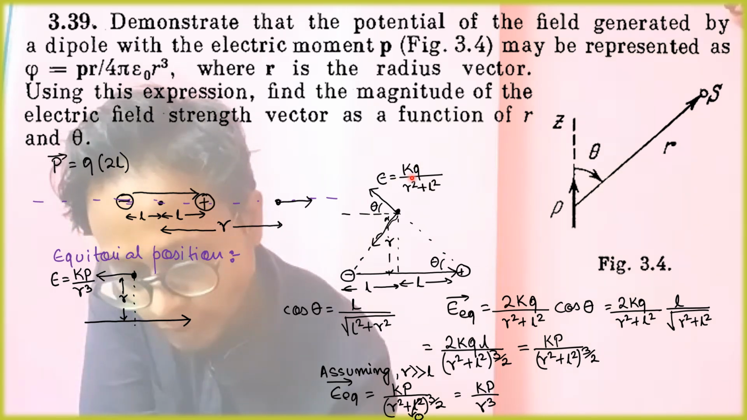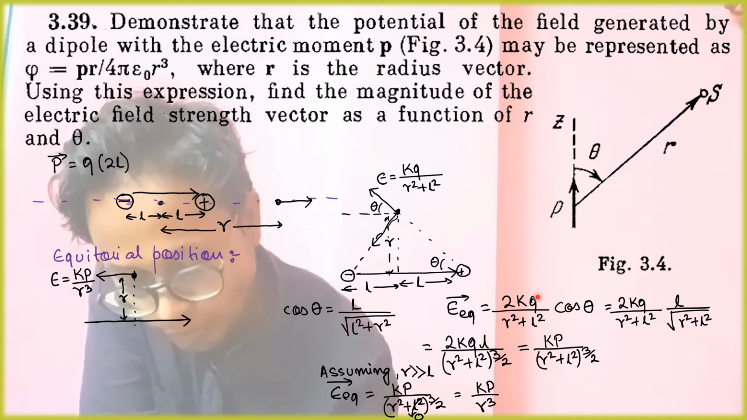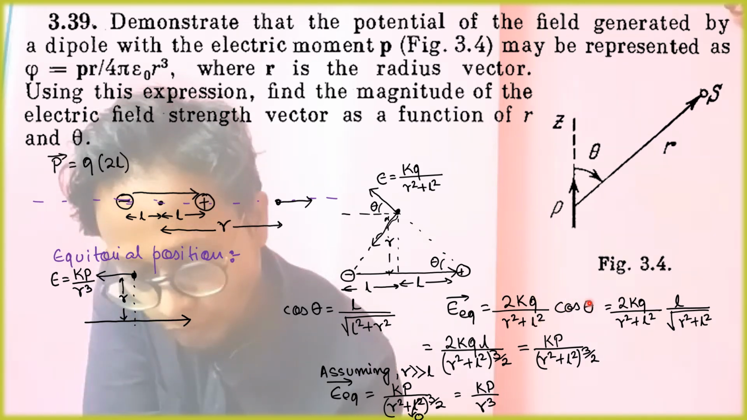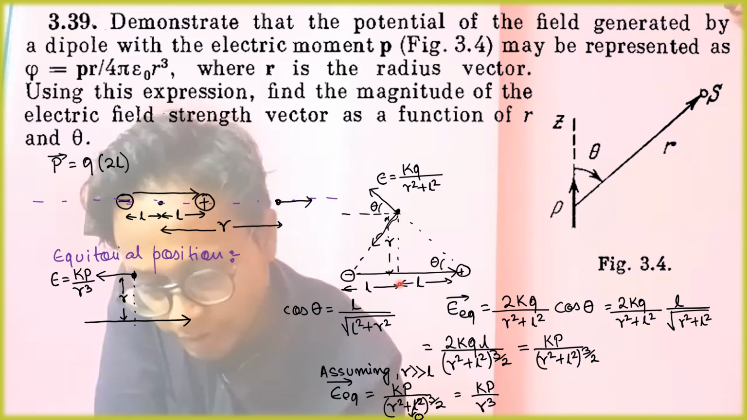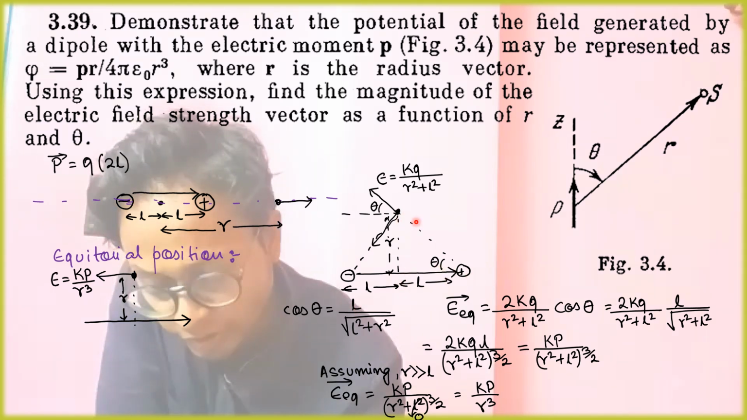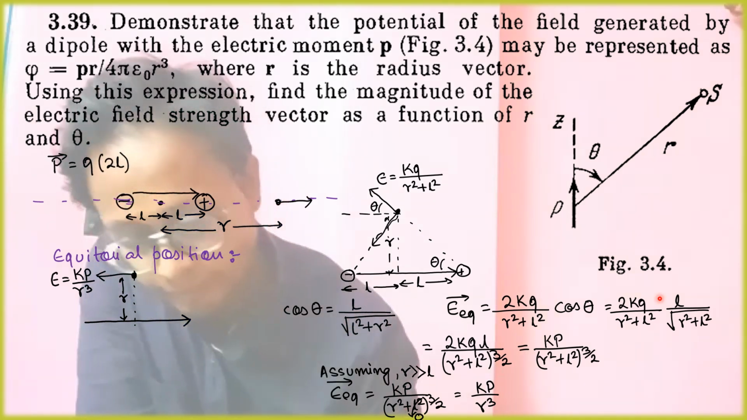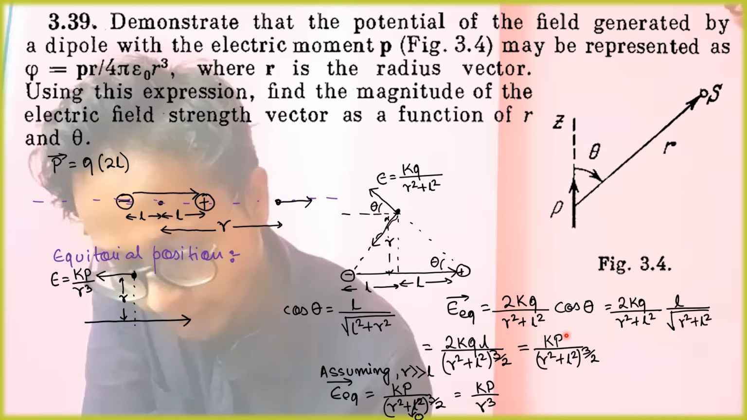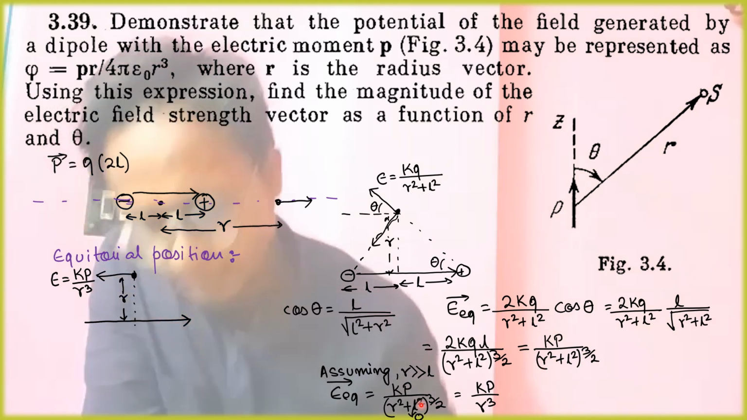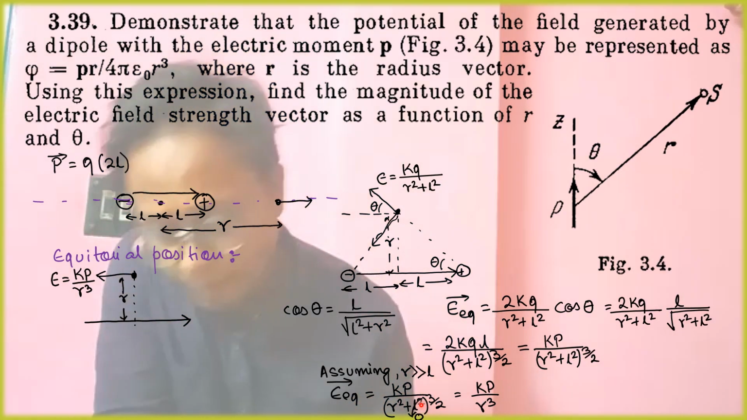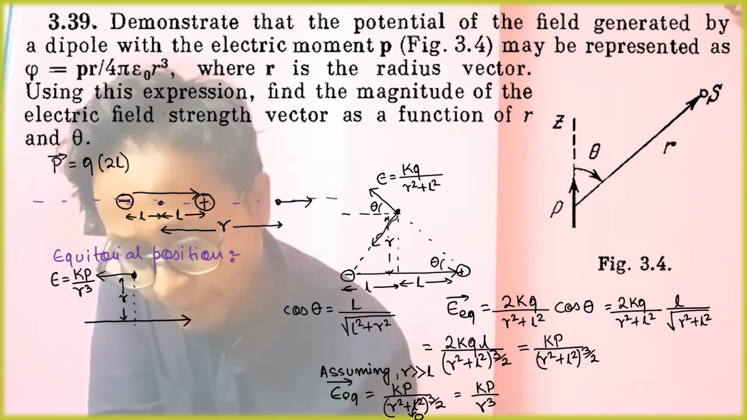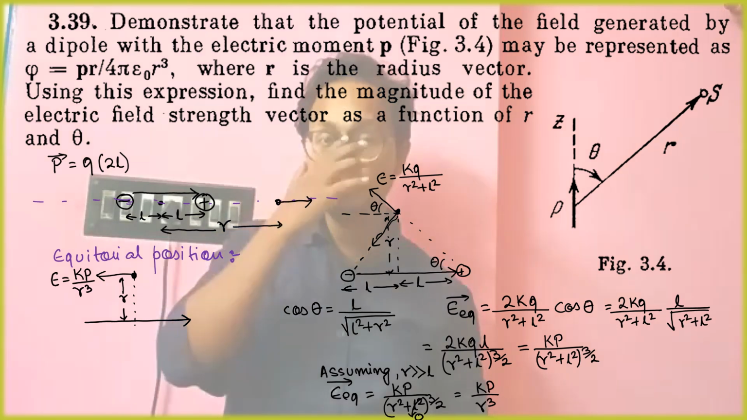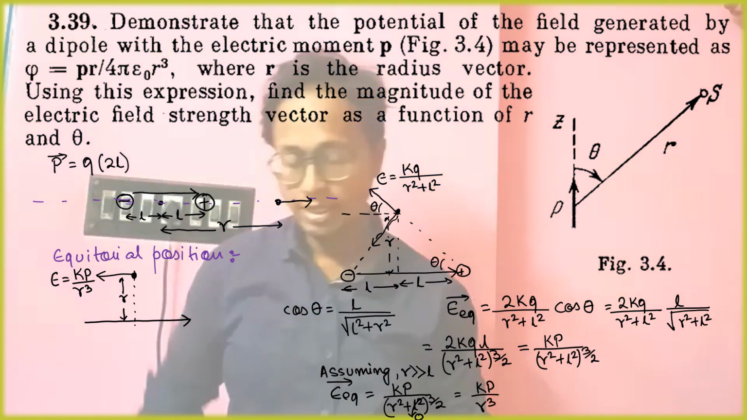So 2 into kq by r square plus l square, into cos theta. Now what is cos theta? Cos theta is nothing but base by hypotenuse. Base is nothing but L. Hypotenuse is nothing but under root of l square plus r square, by Pythagoras theorem. When I simplify this, it would come as kp by (r square plus l square) to the power 3 by 2. If I apply the same approximation, L tending to 0, I get the answer kp by r cube. So the electric field at the equatorial position would be kp by r cube.